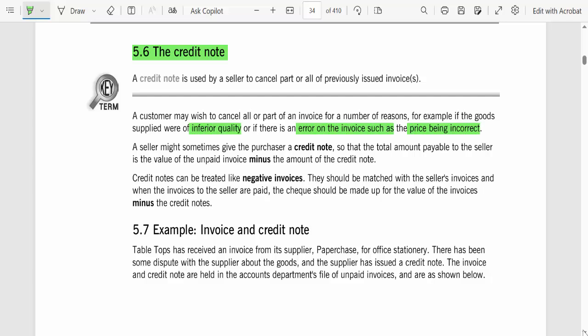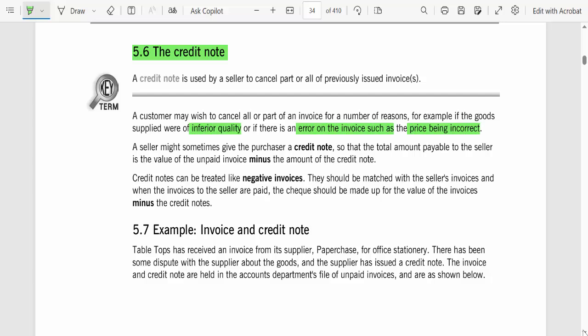How does a credit note work? A credit note is directly linked to the original invoice. When a seller issues a credit note, it reduces the total amount the buyer has to pay. For example, if the buyer originally owed $500 and the seller issues a credit note for $100, then the buyer will only need to pay $400.